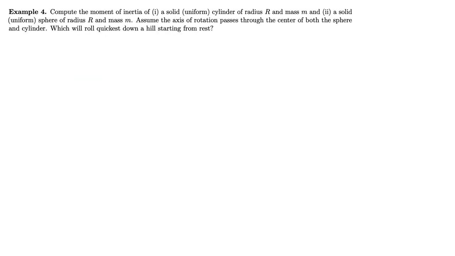All right, so we get to compute some moments of inertia. First of a solid uniform cylinder, radius r and mass m, and the next a solid uniform sphere, radius r and mass m. And now actually we're going to do the cylinder first, because we can do the sphere by itself, but we can actually use the result from the cylinder to make the computation for the sphere a little bit easier. So let's start with the cylinder.